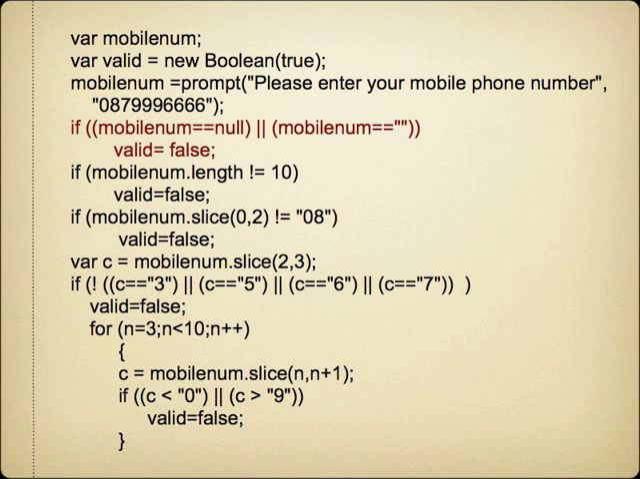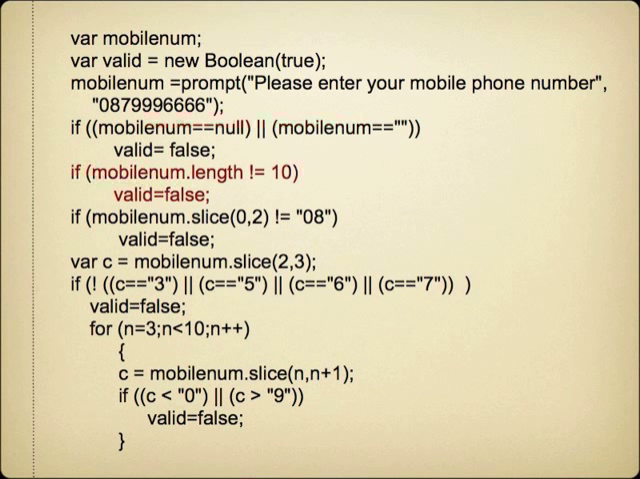So here we're saying if the string is null, or if the string mobile num is empty, then we want to set valid to false. So that's the first test we're applying to the string. And if it fails that test, we assign false to valid.